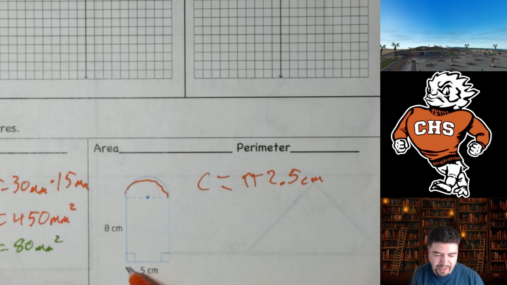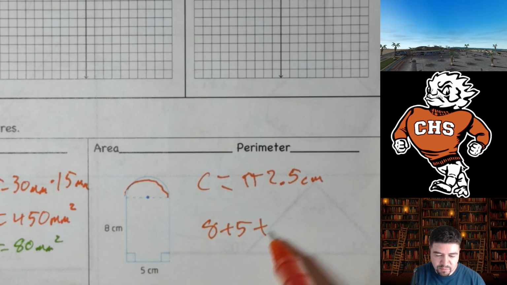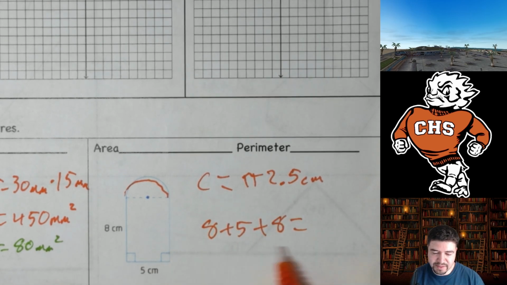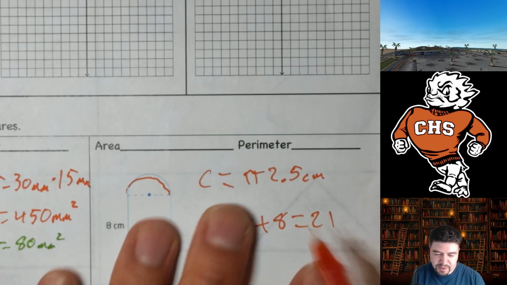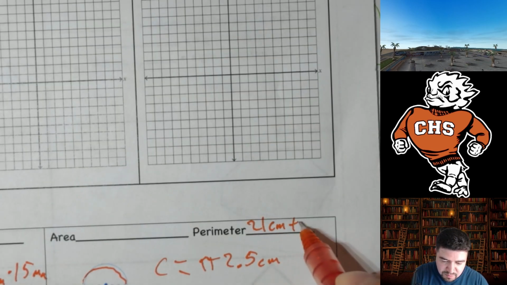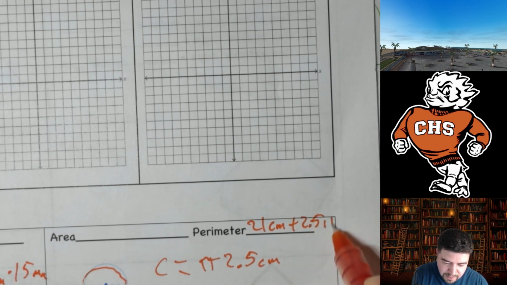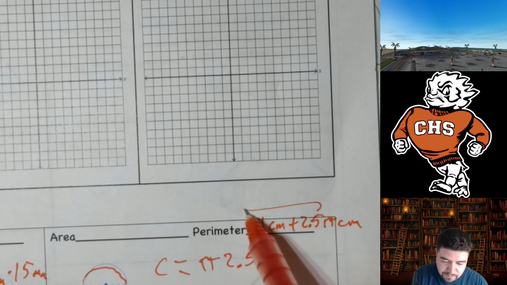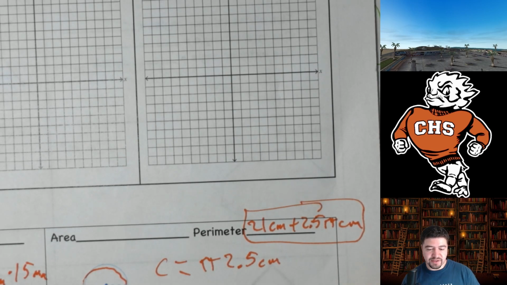Here, we're going to add 8, 5, and 8 again. So 8 plus 5 plus 8, let's see, that is 16, that's 21. So just like that, our perimeter is 21 centimeters plus 2.5 pi centimeters. And that is our answer.